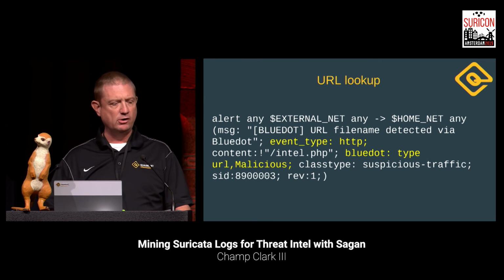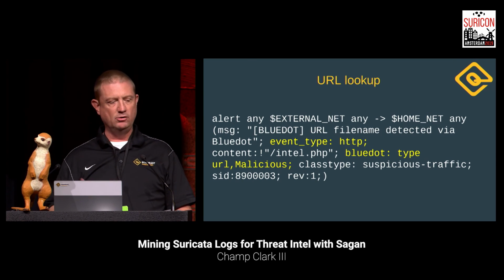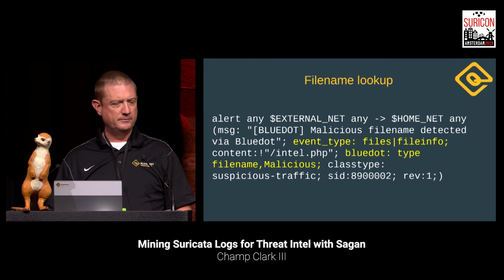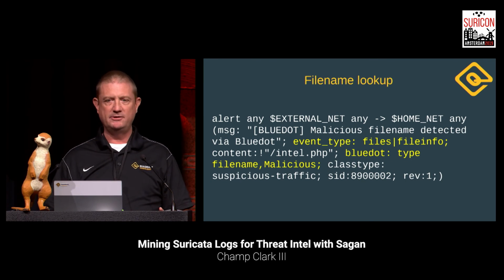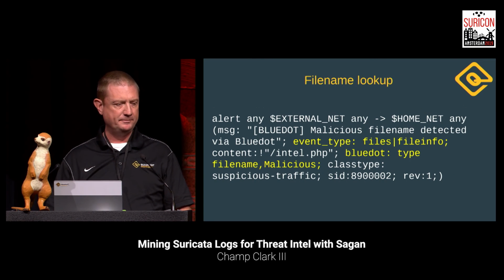This looks for URLs, so you can kind of see a pattern. So just doing event_type HTTP, and then we're looking for a URL, and is it malicious or not? So fairly straightforward to generate these type of rules. And this is a file name lookup. It does kind of the same thing, except instead of looking at the hash, it looks at the file name.